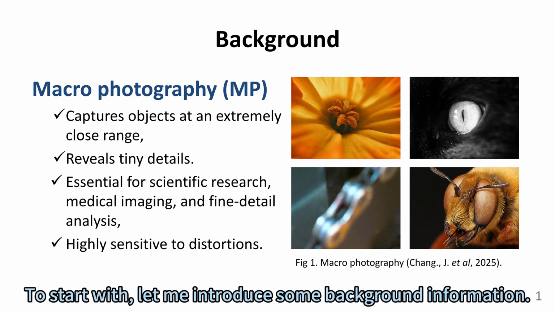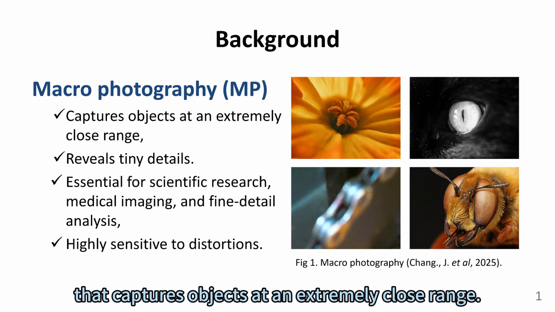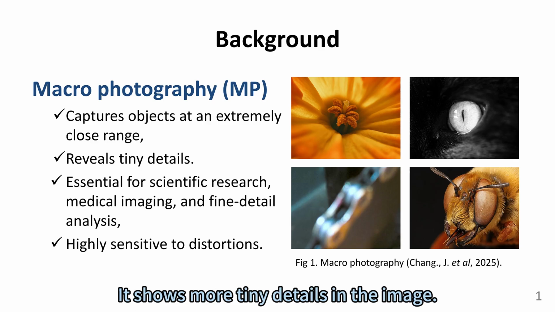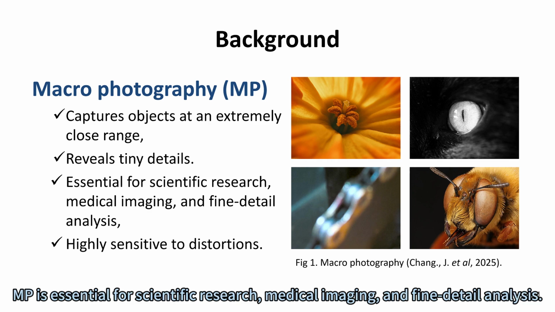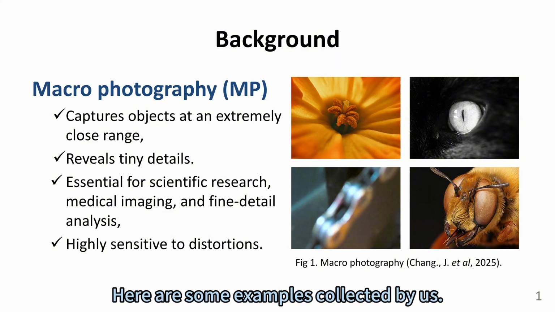To start with, let me introduce some background information. Macrophotography is a specialized field of photography that captures objects at an extreme close range. It shows more tiny details in the image. MP is essential for scientific research, medical imaging, and fine detailed analysis, but it is highly sensitive to distortions. Here are some examples collected by us.